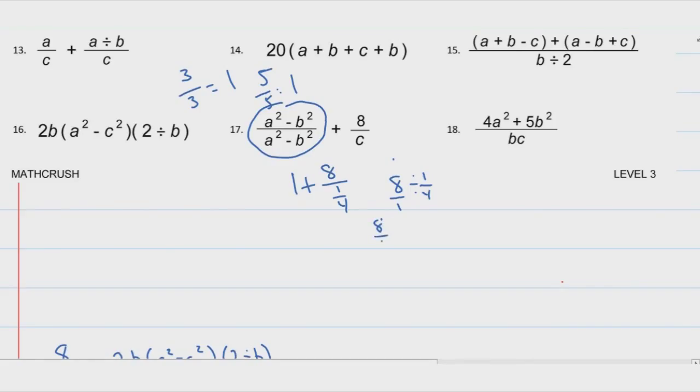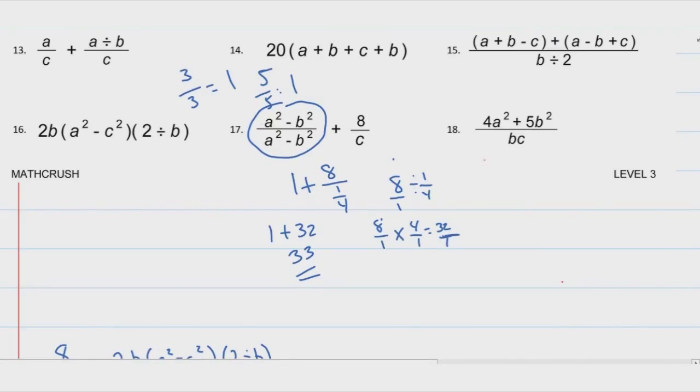So we end up with 8/1, change the division to multiplication, take the reciprocal or flip the 4/1, and we get 32/1, which is the same thing as 32. So we end up with 1 plus 32 is 33. Woohoo! That was fast. Last problem, problem number 18.